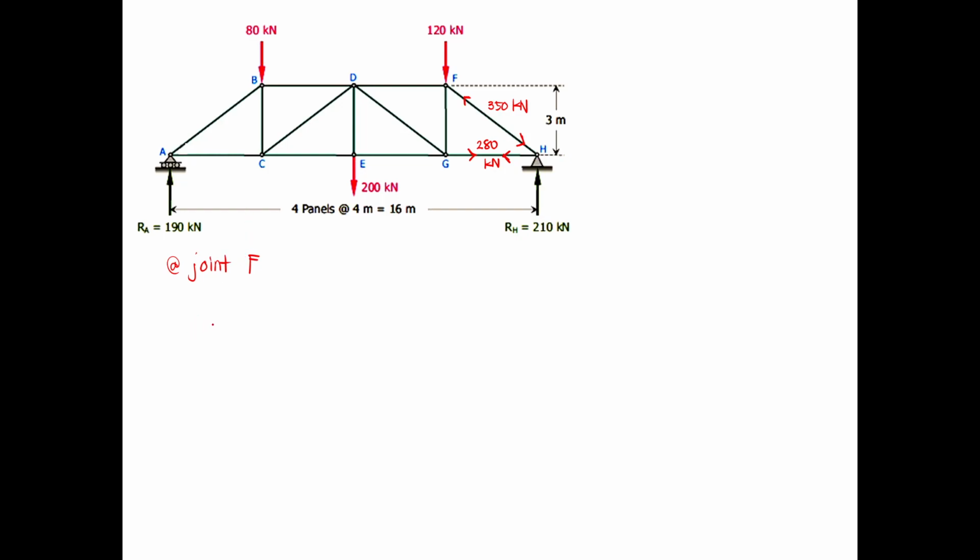So at joint F, if we try to draw the FBD, this is the vertical load, the external load. This is 120 kilonewtons. And then one member is unknown. One member is horizontal. Then this one is compression. This is coming from the previous joint, which is 350 kilonewtons.